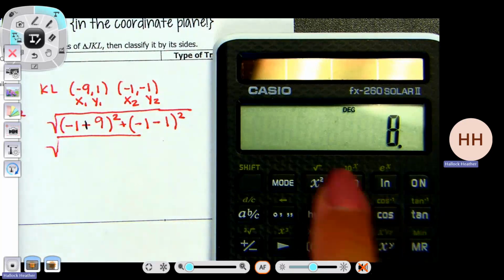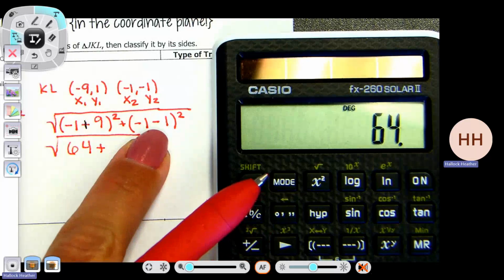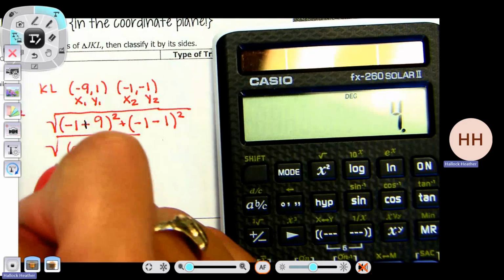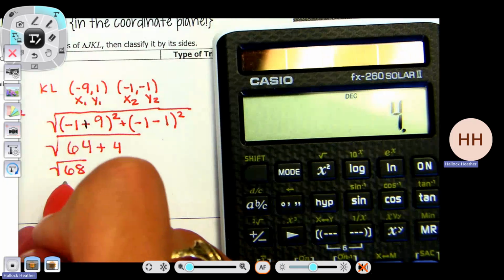So 8 squared is 64. And then I have -1 minus 1. And then I square it, I get +4 because anytime it's a negative, it doesn't matter. It's going to come down to be a positive because the negative times the negative is positive. Positive times positive is positive. So everything's going to be positive no matter what. So far I got the square root of 68 and I got the square root of 68, which is good because that means either it's going to be isosceles or it's going to be equilateral. It is not scalene because I have 2 matching sides already. So I get 8.2 again.